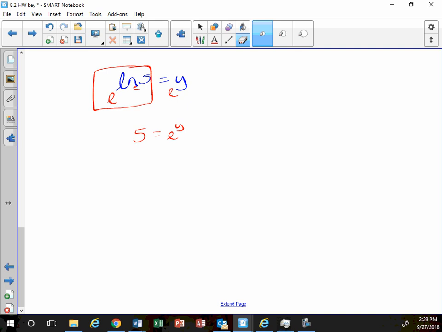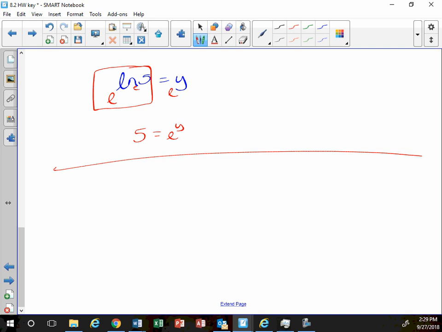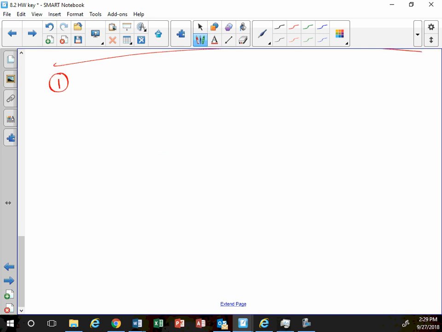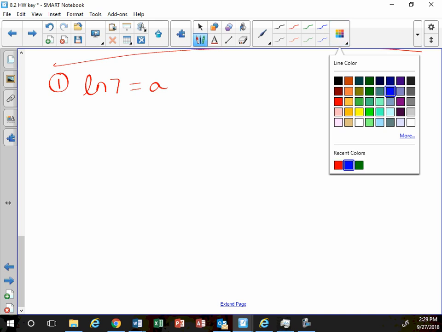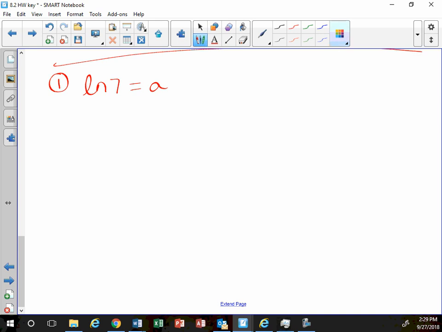Okay, just to make sure we're okay, let's practice a few converting. So if I give you natural log of 7 equals a, and I want you to convert that to exponential. So we do e. Is it e to the a equals 7? It's not e to the 7 that we're saying.